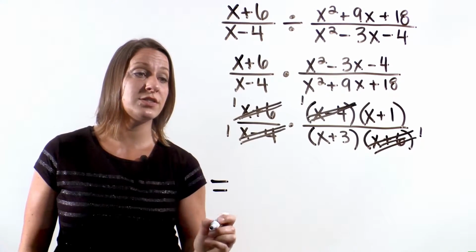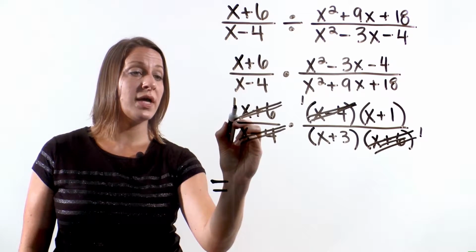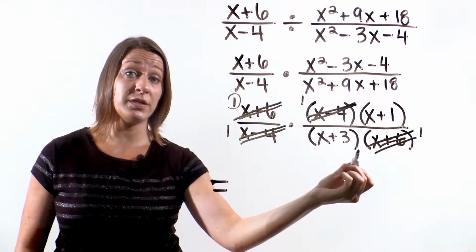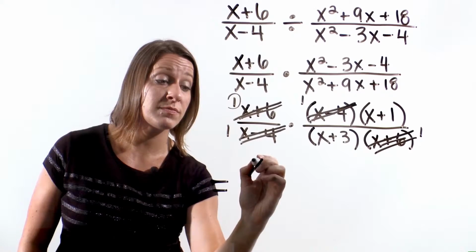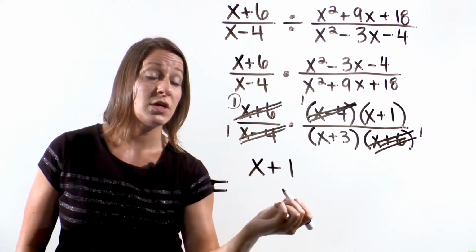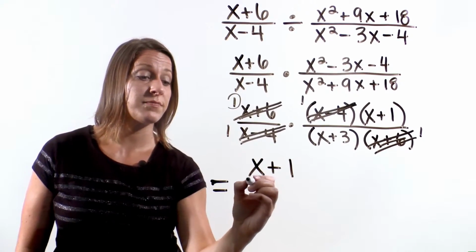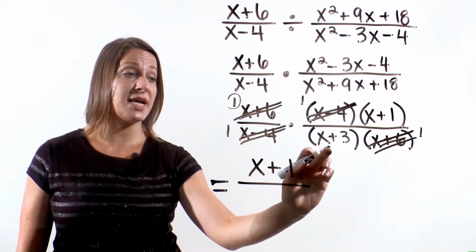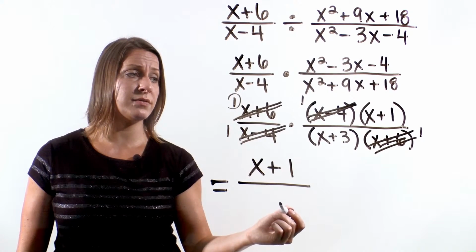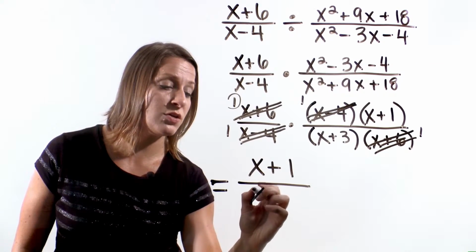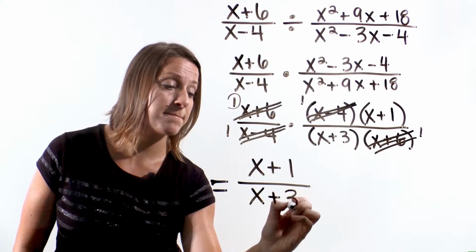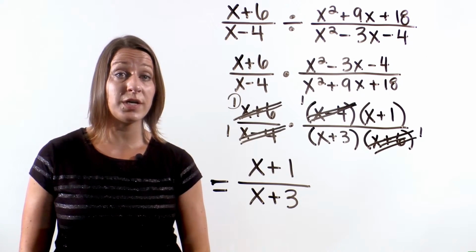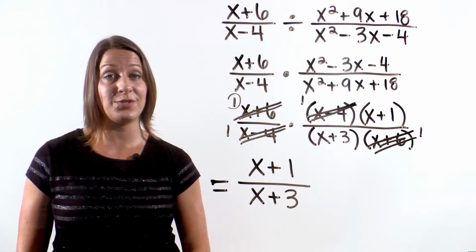So for our final answer, we have a 1 times 1 times x plus 1, which is simply x plus 1. And you can drop the parentheses, over 1 times x plus 3 times 1. And again, you can drop the parentheses again. So our final answer to this problem is x plus 1 over x plus 3.